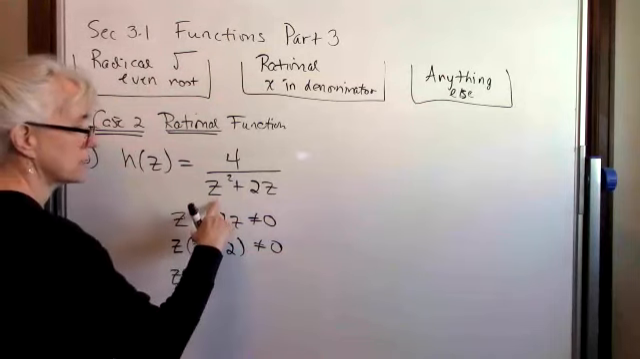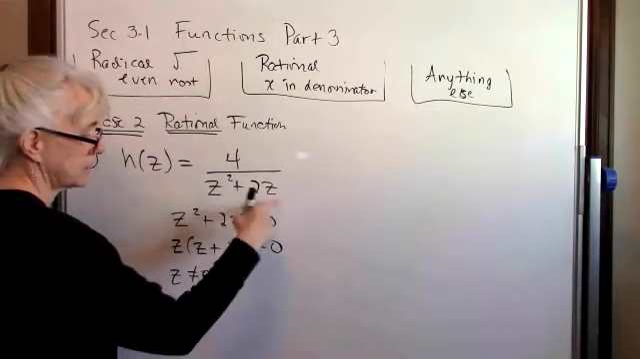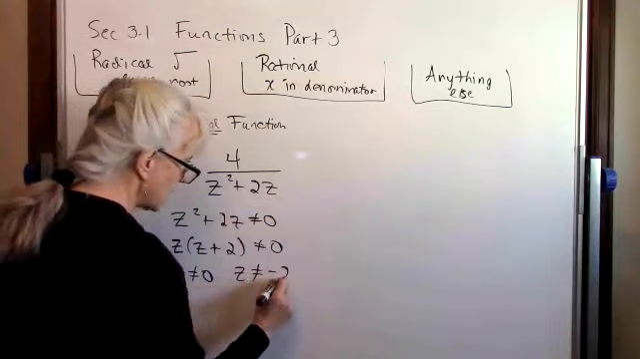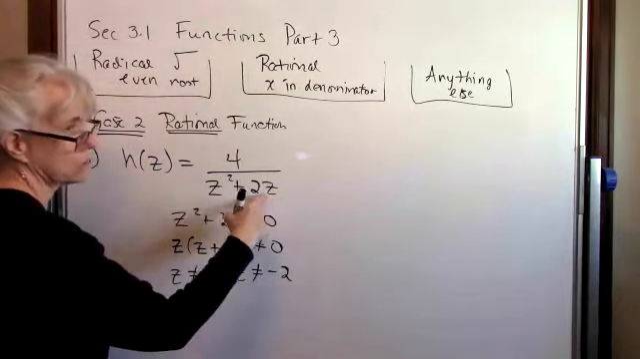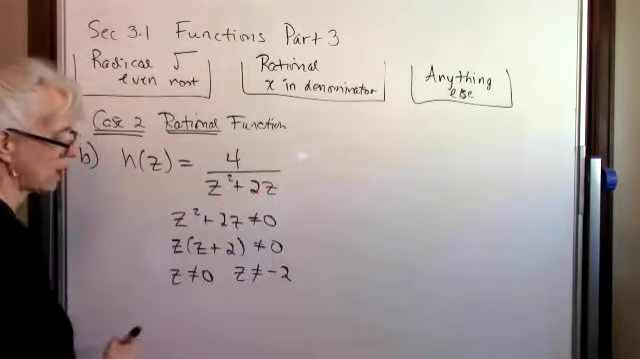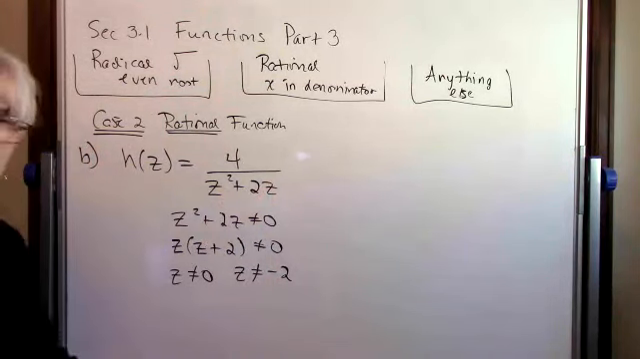If I plug in 0, this is 0 squared plus 2 times 0, which is 0. And x can't be negative 2. Negative 2 squared is 4, minus 2 times 2 is 4, so we get a 0. So these are the numbers we cannot use: 0 and negative 2. This time it's 2 numbers.